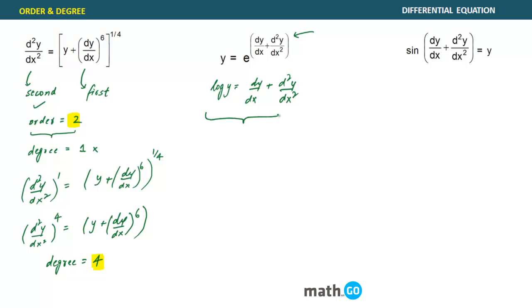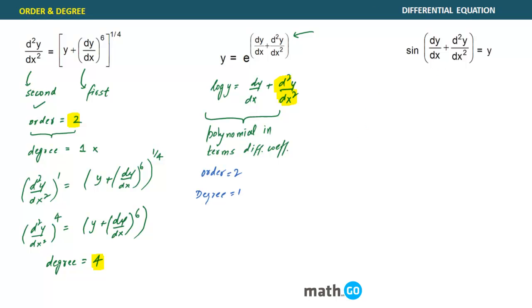Now this particular equation becomes polynomial, not in terms of x and y, but in terms of differential coefficients, right? Why? Because dy by dx has power 1, d2y by dx square has power 1. So which is the highest order term? The second derivative is the highest order and its power is 1. So for this question also, the order is 2 and the degree is 1.